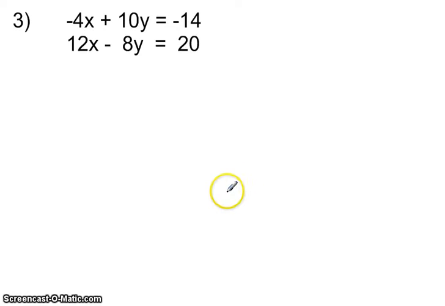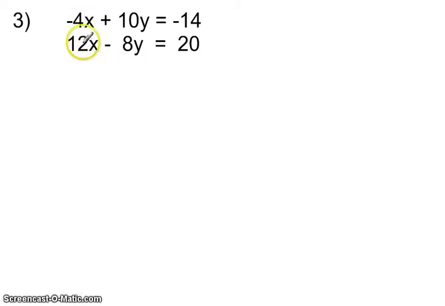Alright, number 3 is where it gets a little bit different. What you're going to see here is that the x's are not opposites. We got a negative 4 and a 12. They do not cancel out to 0 or eliminate each other. Neither do the y's. Everything's lined up, which is good, but none of these will cancel right away. So the trick here is to multiply one or both of these equations, and you got to multiply everything by a constant to make it so they will.